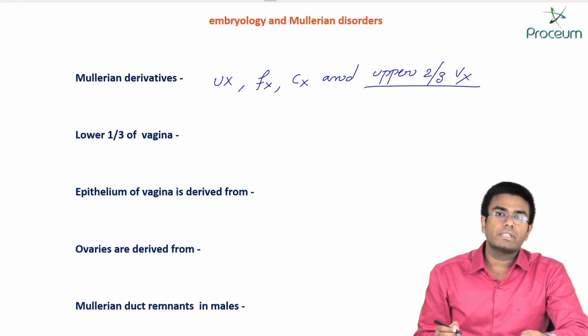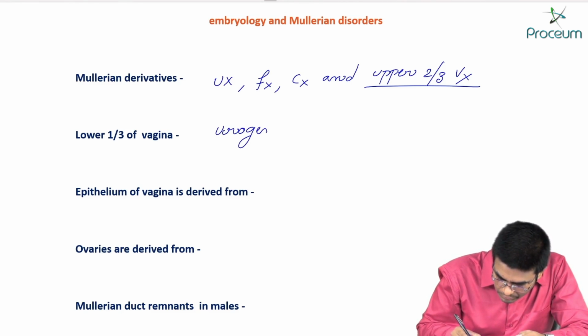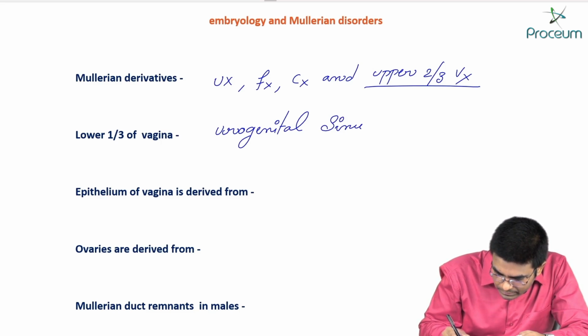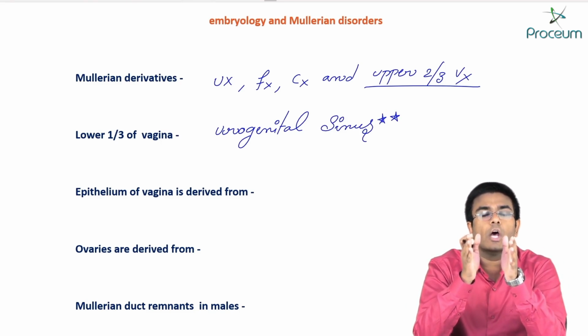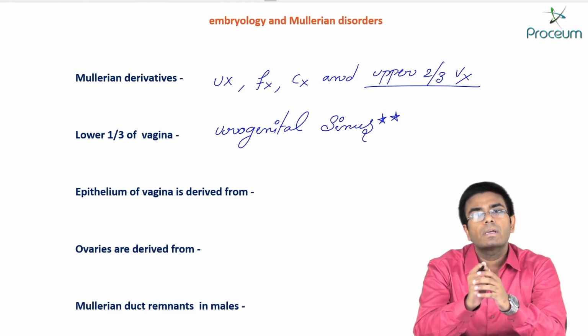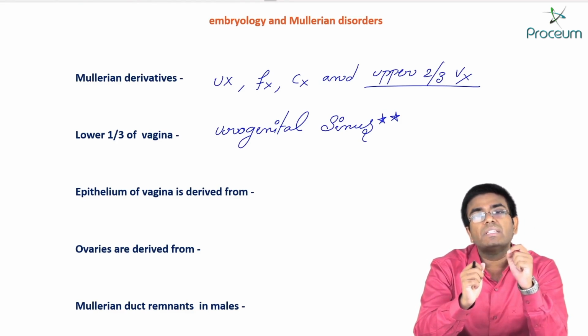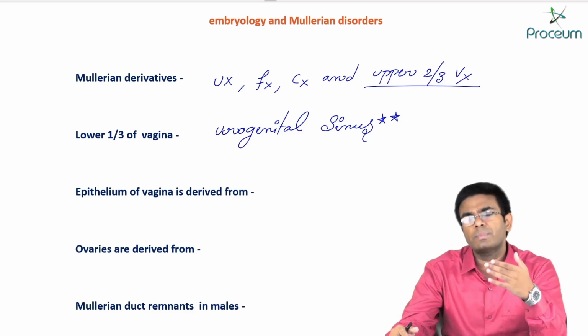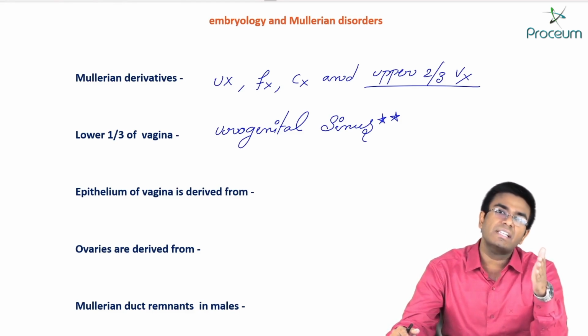Lower one-third of vagina is derived from the urogenital sinus. Okay, a very important MCQ. Now, we know that vagina is a hollow tube lined by the vaginal epithelial cells. Here they will ask you about the vaginal epithelial cells. First of all, you have to know this basic thing: vaginal epithelium is stratified squamous non-keratinized epithelium.